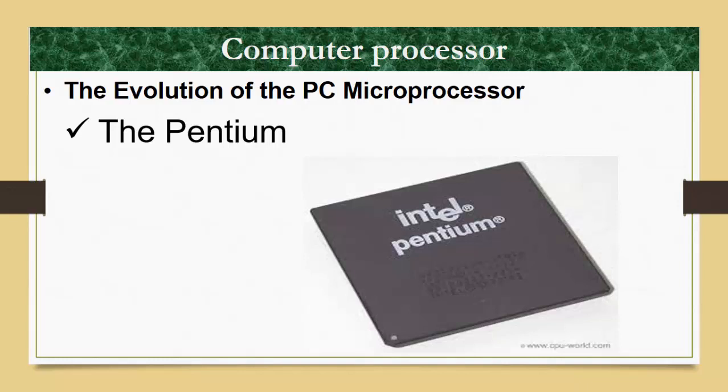It also included superscalar architecture, which is a processor technology that allows more than one instruction to be executed in a single clock cycle. The clock speed of the Pentium processor ranged from 60 megahertz to 200 megahertz. Okay, students, let's go ahead.